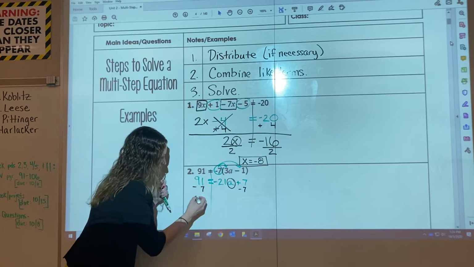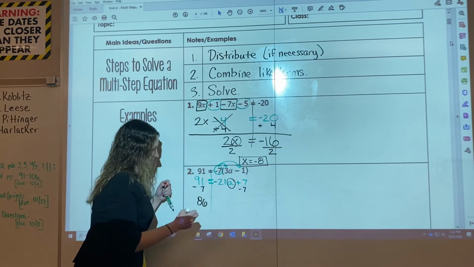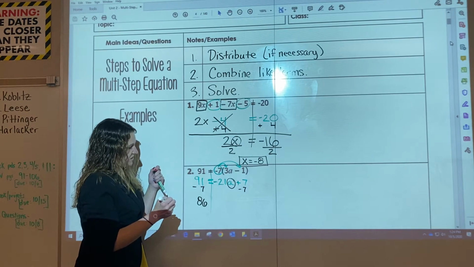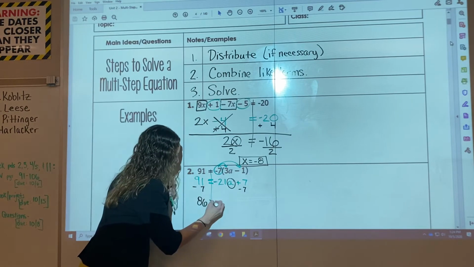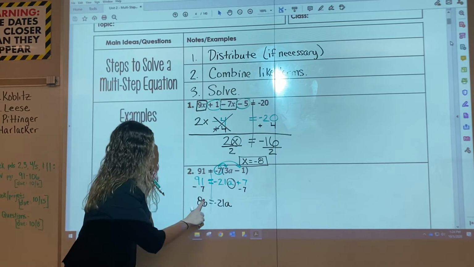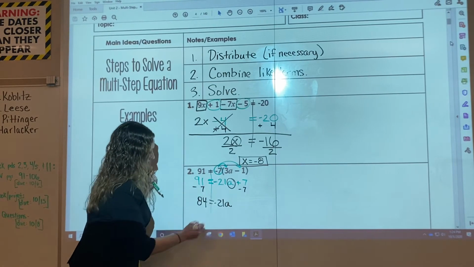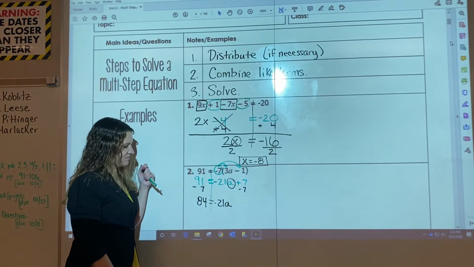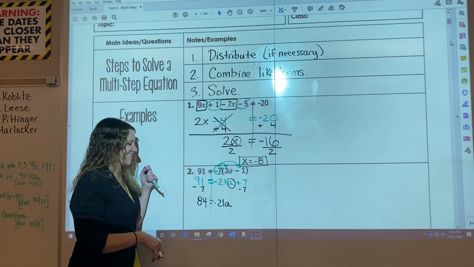91 minus 7 should give me 86. 7. 21, I don't think that's right. 4, there we go. That's much better. Okay, we got it now. It's been a long day, give me a break.